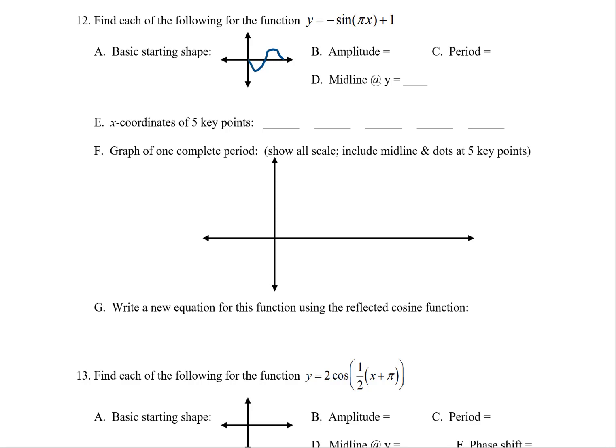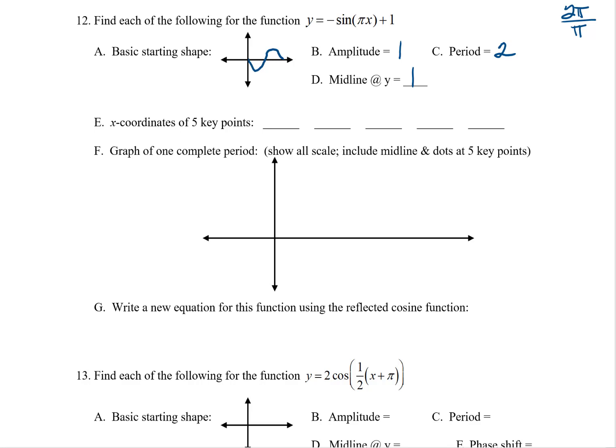The amplitude, that's the a value. There's no number written in the front there, so it must just be the 1. The negative is part of the reflection. Period, I have a little formula for that. Period is 2 pi divided by the b number. The b number in this problem is pi, so 2 pi divided by pi is just 2. The midline is the d number sitting there at the end.